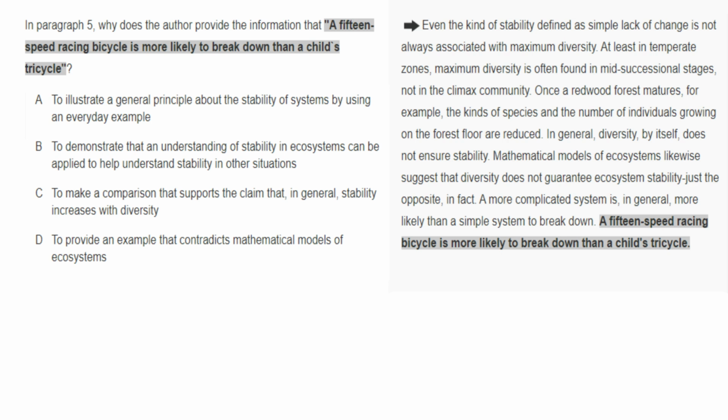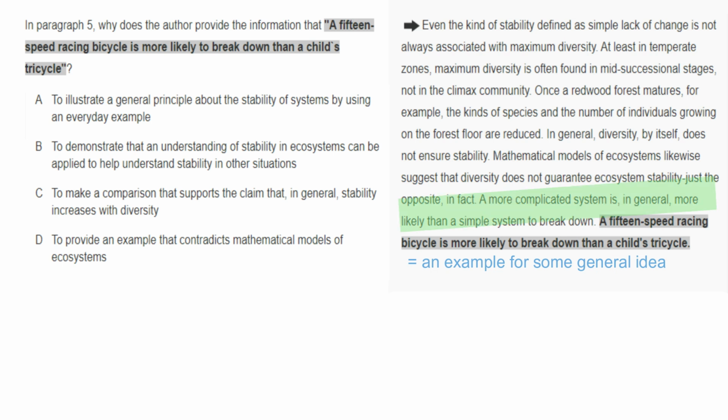Question 1. The sentence says that the 15-speed racing bike is more likely to break down than a tricycle. The sentence is a specific example, so we know it should serve as an example of some general idea. Since this is a very specific example, it could be an idea immediately preceding it. So let's read that and see if the underlined one can serve as an example.